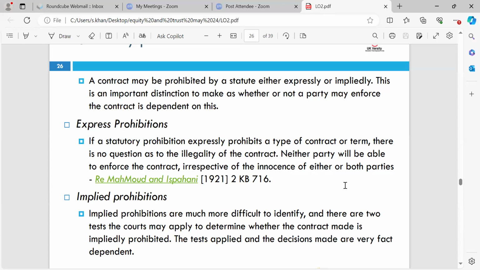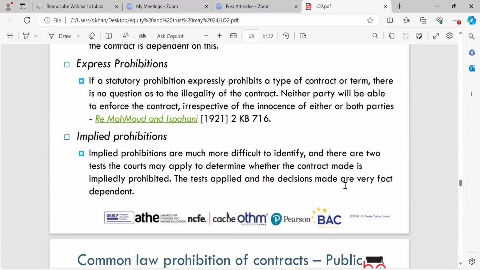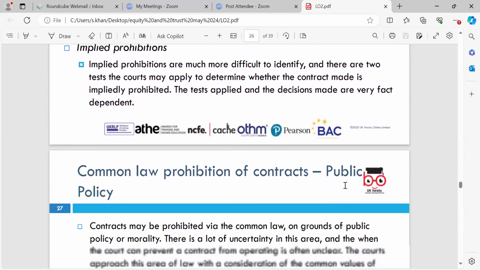Lord Justice Atkins said that a court could also infer a prohibition if the statute in question imposed a penalty upon someone entering into that particular contract. However, the terms of the statute would have to be examined very carefully. Implied prohibitions are much more difficult to identify, and there are two tests the courts may apply to determine whether the contract made is impliedly prohibited. The tests applied and the decisions made are very fact-dependent.